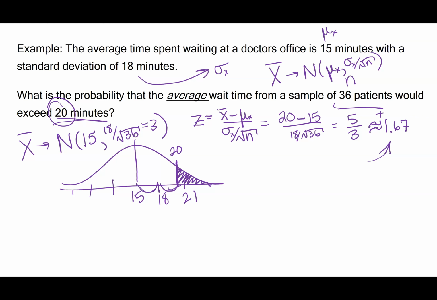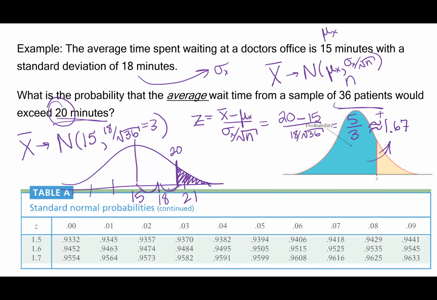So now here's where we need a z-table or a calculator if you know how to use it. So 1.67, I would break into 1.6. So I would use this row, and 0.07. So use this column, and where it lines up.